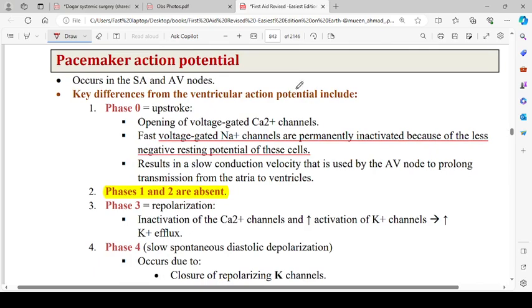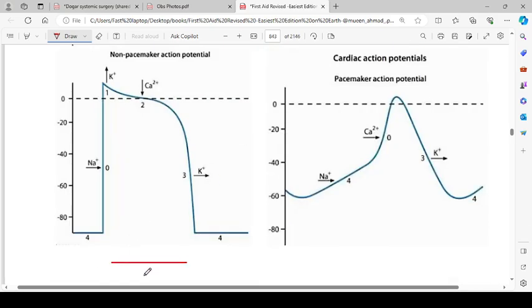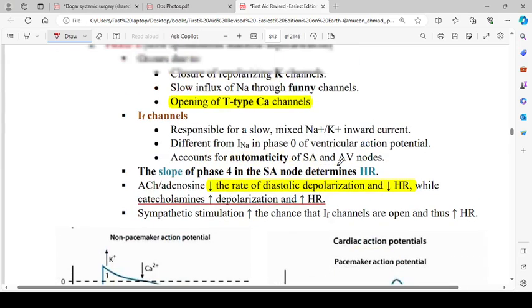Then we have the pacemaker action potential. The pacemaker action potential is different from the myocyte action potential. This is the myocyte action potential, and this one is the pacemaker action potential. It looks different, and it is mediated by different ions. As you can see, phase 0 in the myocyte action potential is mediated by sodium, while phase 0 in the pacemaker action potential is mediated by calcium. So that is a different thing.